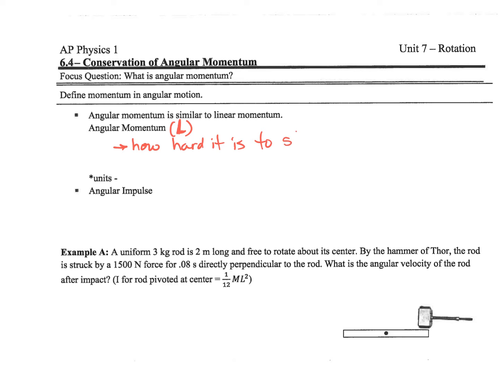...how hard it is to stop an object from spinning or rotating. Now, the formula for angular momentum. Here's my big formula: L equals I omega.